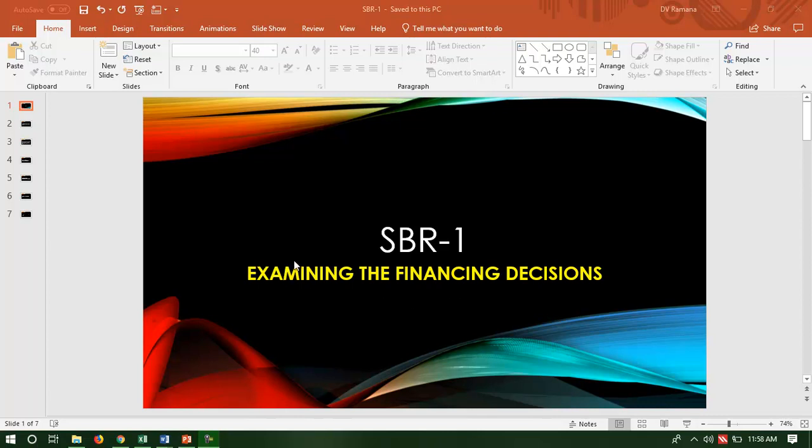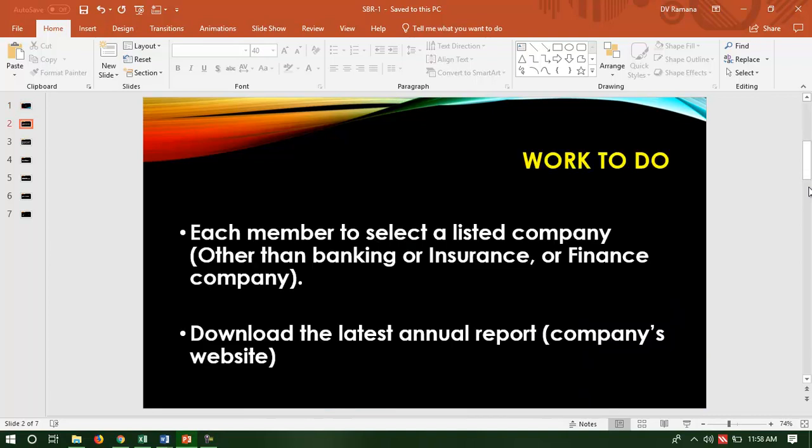Your work is to examine the financing decisions of the companies that you're going to select for your group. Each member of your group is required to select a listed company, maybe in Singapore or Dubai or Sydney or India. It's up to you. But see that the company is not a banking company, not an insurance company, not a finance company, because these companies require some special attention which we have not started getting into.